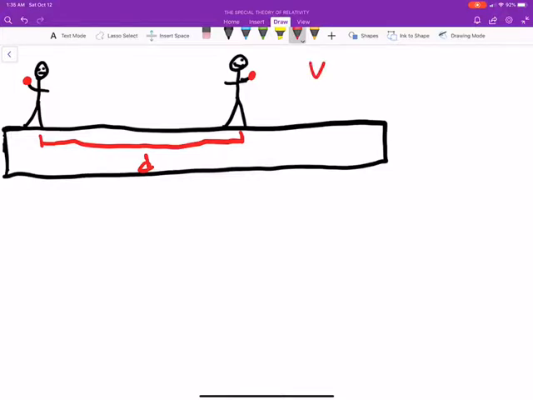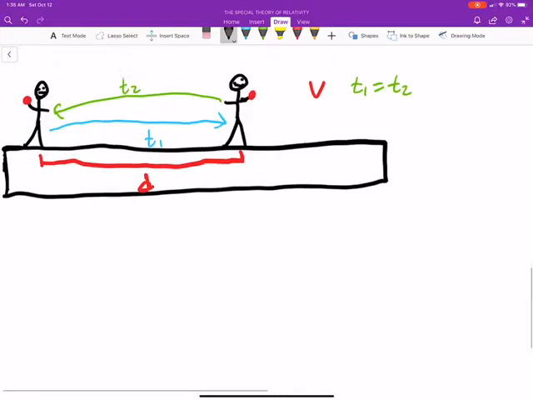Well, if you're standing still, the time for the ball to go from here to here, we'll call that time 1, it's going to be the exact same time it takes to go from here to here, time 2. In other words, time 1 equals time 2. If you throw it at the same velocity and it's the same distance, it's going to be the same time.